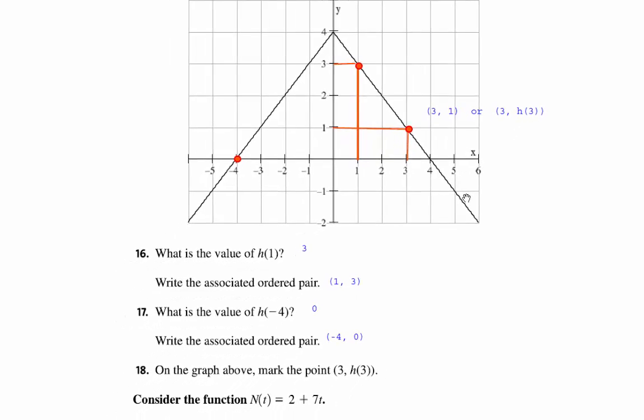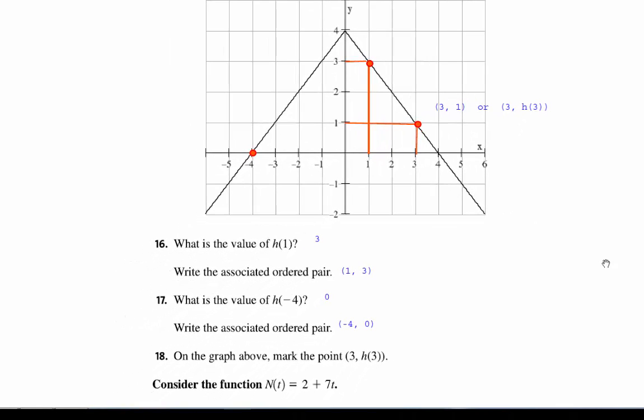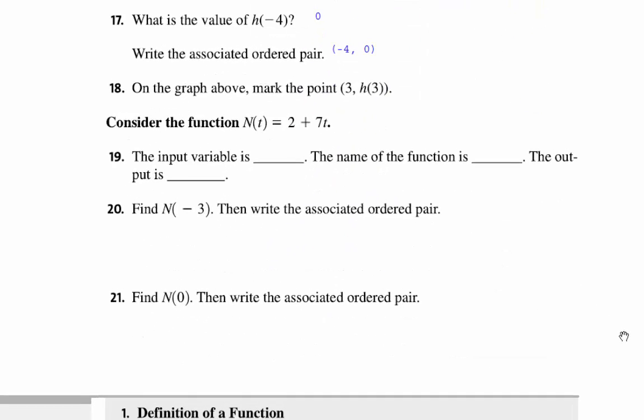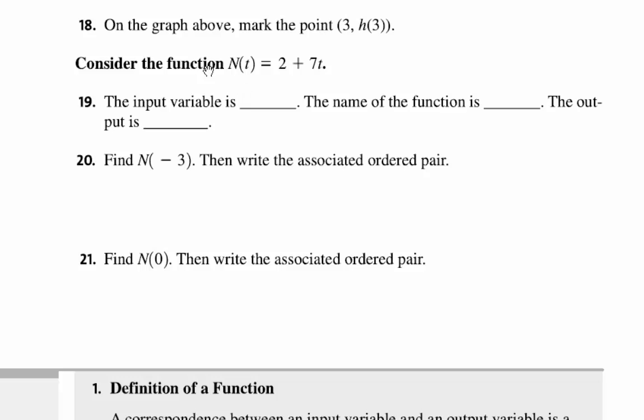Okay, and then the last question has nothing to do with the graph above. It says consider the function n of t equals 2 plus 7t. So they say the input variable is, I'm going to say t. The name of the function is, I'm going to call it n of t. And the output is also n of t.